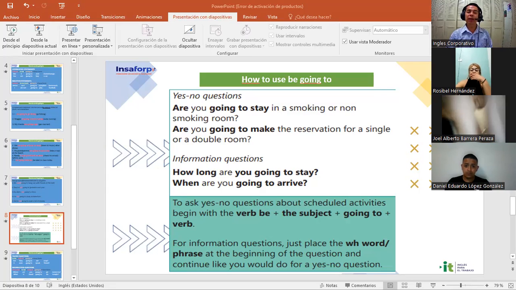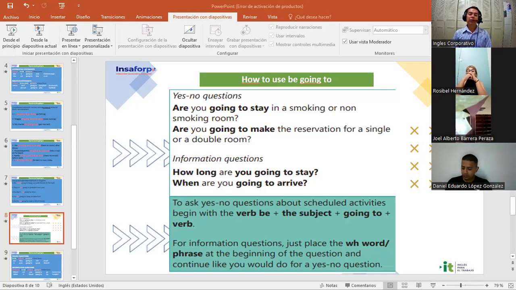In this case, we have: Are you going to stay in a smoking or no smoking room? Are you going to make the reservation for a single or a double room? Good. Now, information questions: How long are you going to stay?